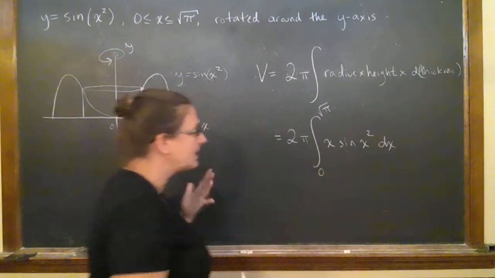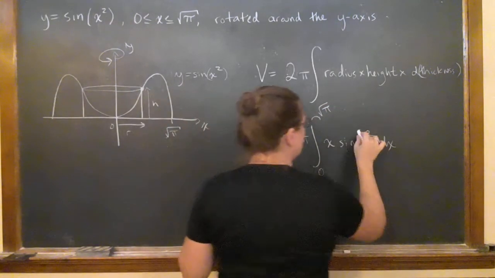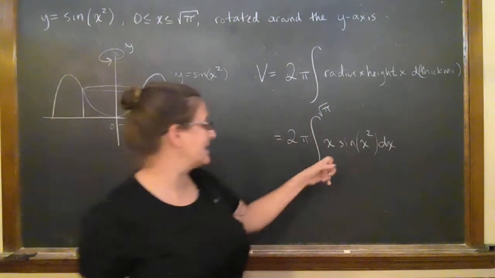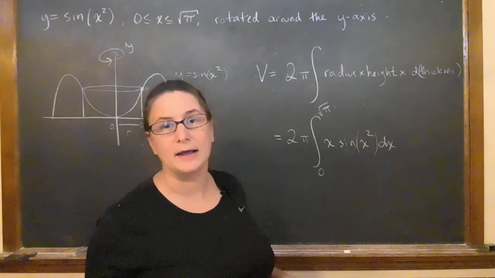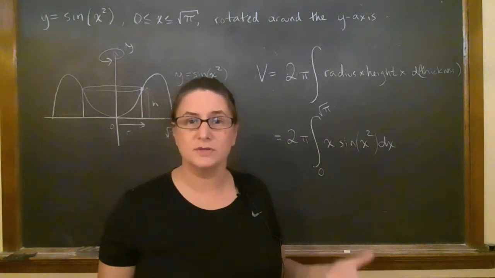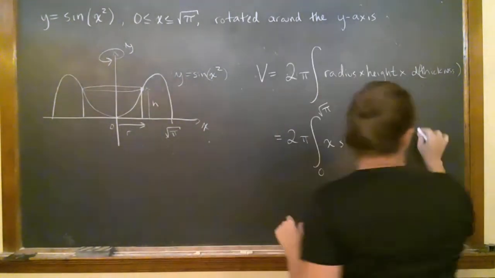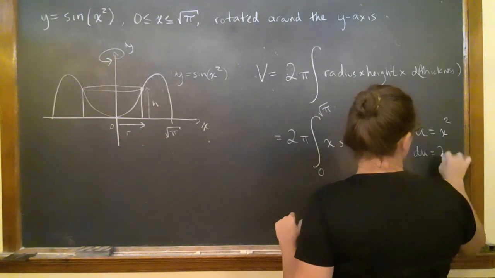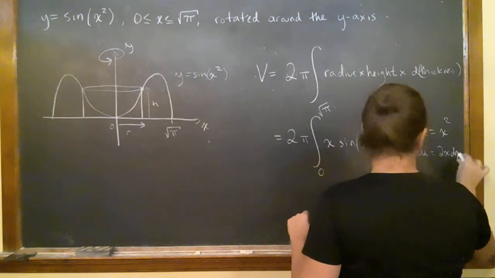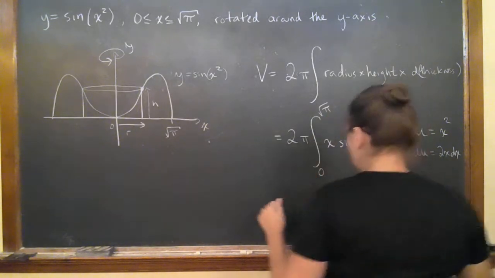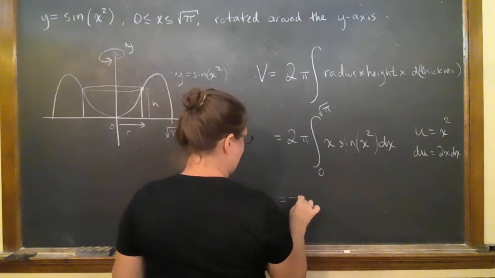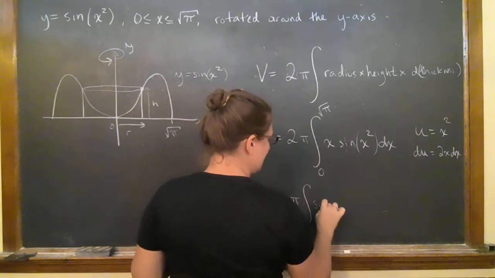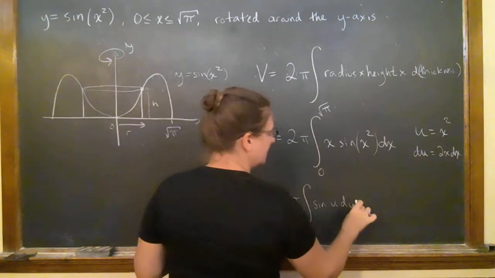Now I can do this integral, and the reason I'm saved is because I have this x. In fact, I even have 2x. So I can do this with a simple u substitution. U equals x squared, du is 2x dx. So let's just go ahead and do that. It's just going to be sine u du.